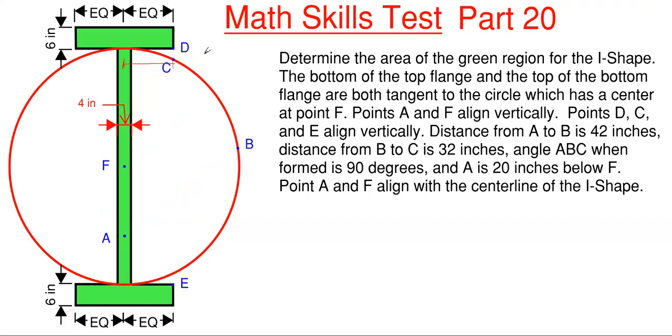If we scroll back up, that means this entire length from here to here is going to be that 68 inches. So I can easily find the area of that vertical rectangle, which is the web of the eye shape. It would be just 68 times the 4 inches. Well, I need to know how wide my flanges are up here at the top. I know that they're equal on each side of the center line of this eye shape. And I do know that D, C, and E all align. So I need to know how far off of the center C is.